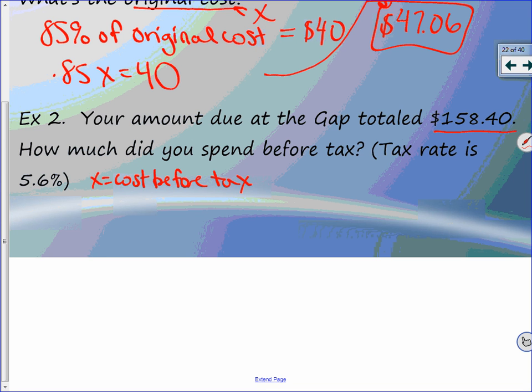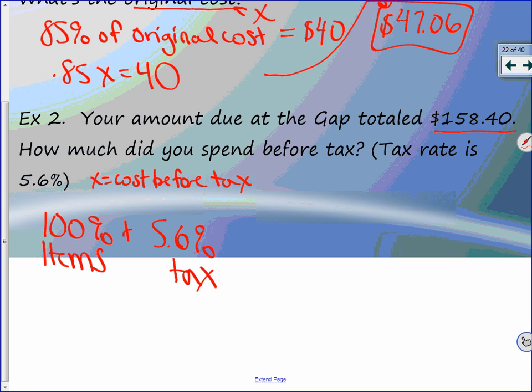Okay, so Isaac, are you still saying never mind? Would you divide 158.40 by 5.6%? Okay, so let's back up. When you buy clothing or anything else, you pay 100% of the items, given there's no discount, right? If there's no discount, you pay 100% of the cost. Plus, we're going to pay 5.6% of the cost in tax. If you were at a restaurant, you could also add in tip, but we don't have to tip anyone at the Gap.